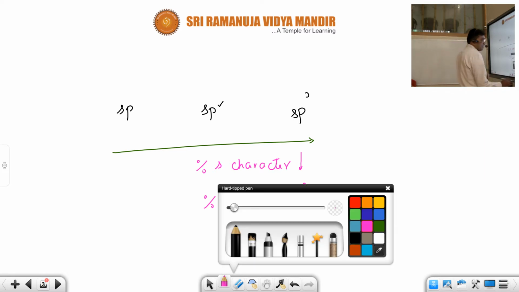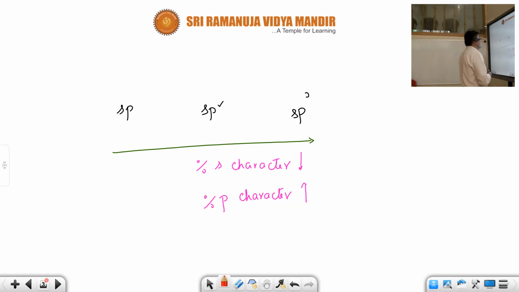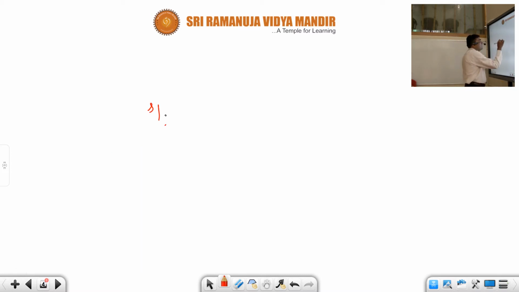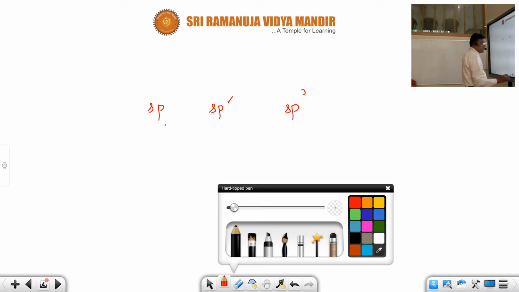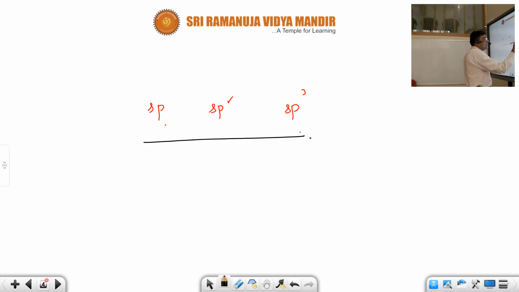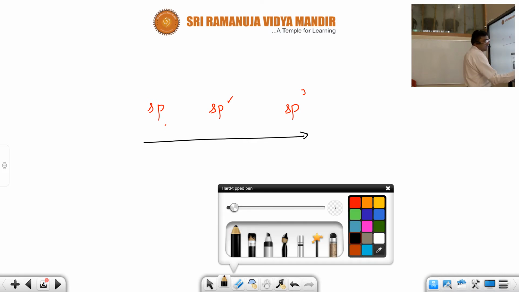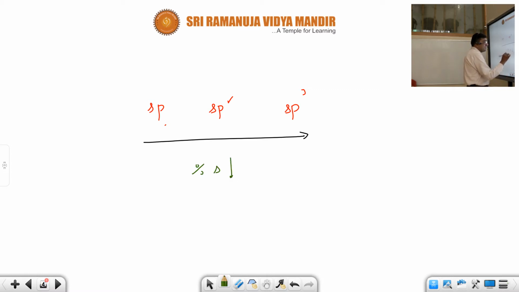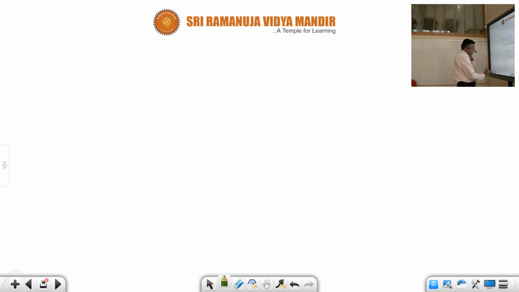So what is the basic understanding of increasing percentage S character? Try to understand. In the next slide I am going to explain SP, SP2 and SP3 hybridizations. For example, as you go this way, the percentage of S character decreases, so electronegativity also decreases. You have to know one thing: when the percentage of S character increases, electronegativity also increases. Very important.